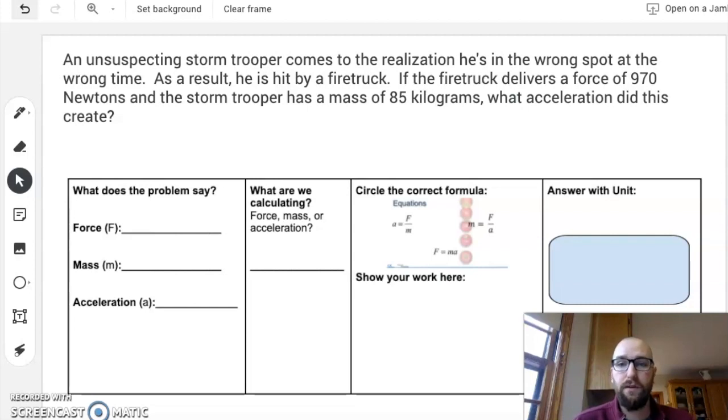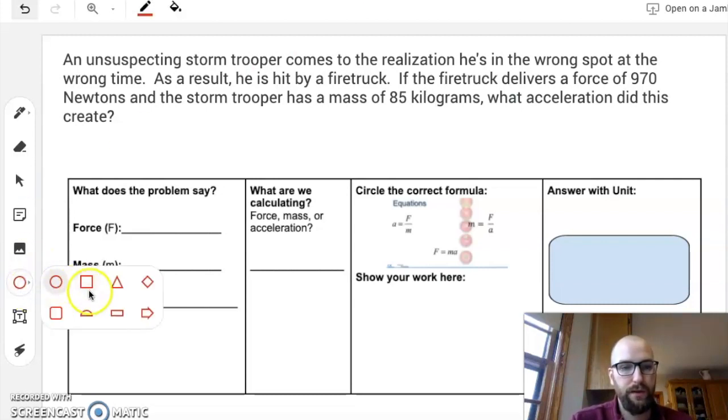As a result, he's hit by a fire truck. If the fire truck delivers a force of 970 newtons and the Stormtrooper has a mass of 85 kilograms, what acceleration did this create?